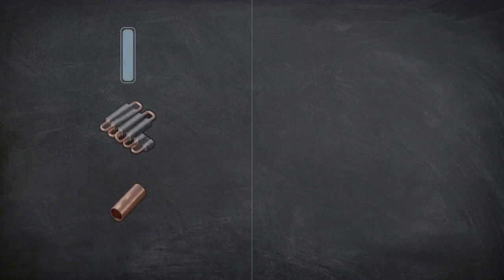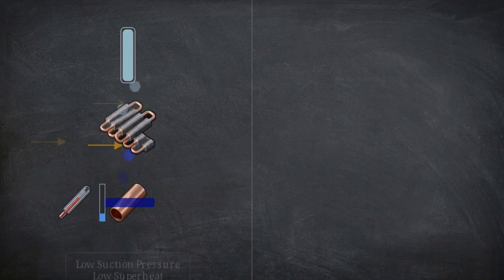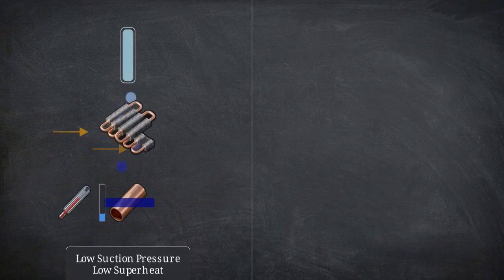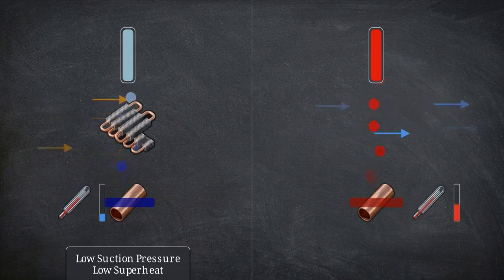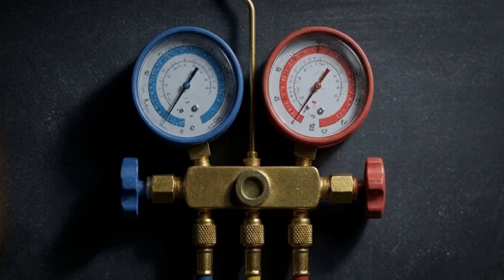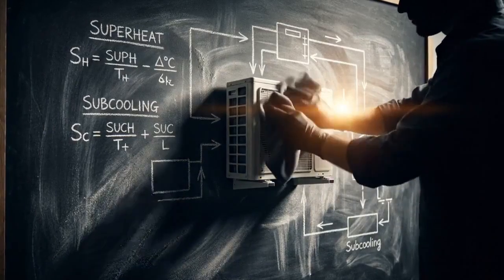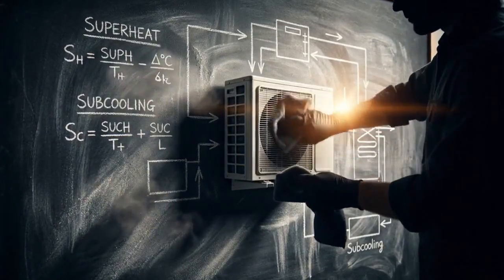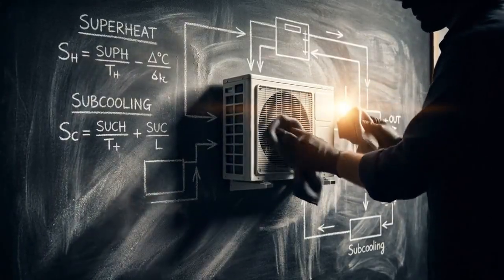Without warm air crossing the coil, the refrigerant cannot absorb heat, resulting in low suction pressure and low superheat. Meanwhile, the outdoor condenser maintains a normal subcooling metric because its heat rejection process is unaffected. Raw pressures report the current state of the refrigerant. By deriving superheat and subcooling against the saturation baseline, we identify the specific mechanical cause of the system failure.